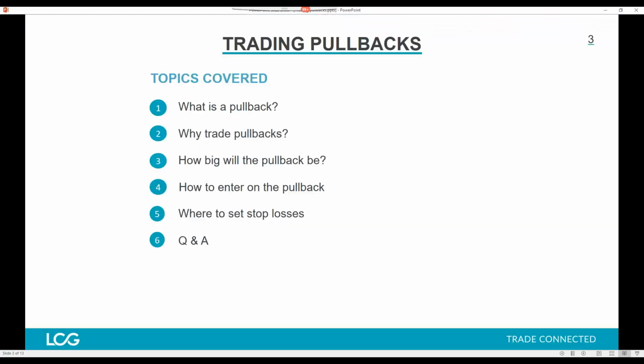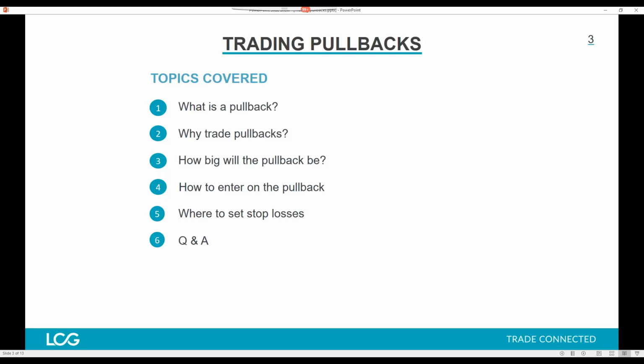So the topics covered today: what is a pullback? Why would you actually trade them? A big one is how big will the pullback be? That will make more sense when I explain what it is, but it's: I think there's going to be a pullback, or I think there is a pullback taking place. When does it stop, and when can I jump in? Is obviously always the key one.